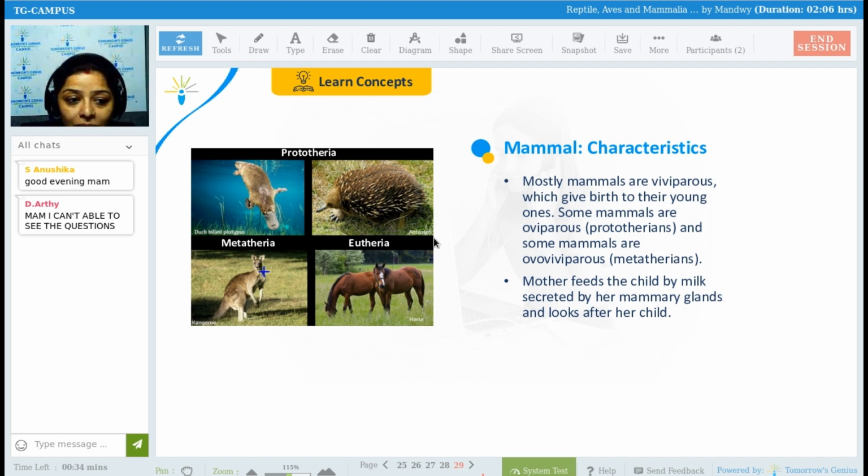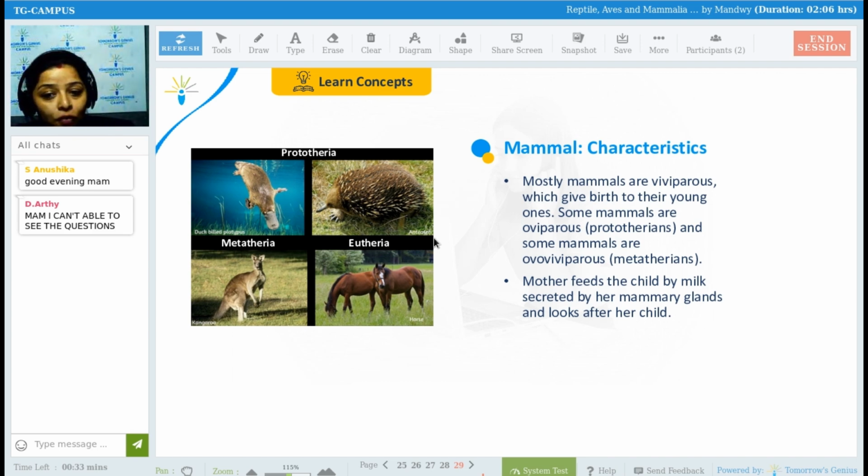Ovoviviparous means they lay the eggs, but after the young ones hatch from the egg, they nourish them inside their special type of structure, that is pouch, right? And the example is kangaroo. Another group is Eutheria, which is completely viviparous. Okay, they will give birth to the young one.